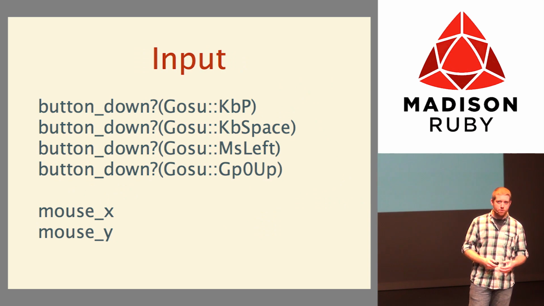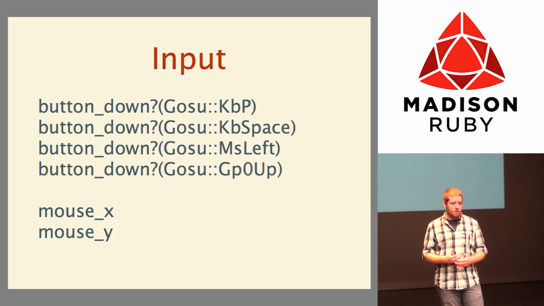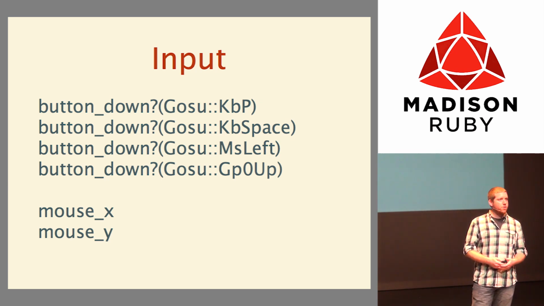Gosu also helps you handle input from your players. So you can ask if a button is down, be it a button on the keyboard or the mouse or a joystick or gamepad. And then you can also get the coordinates of the mouse pretty easily.